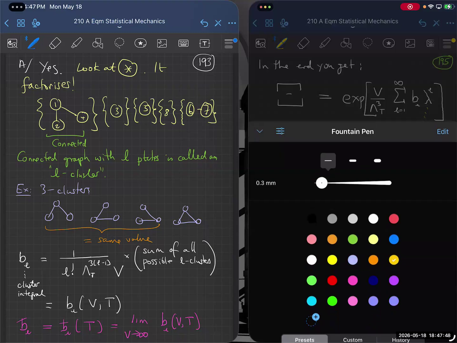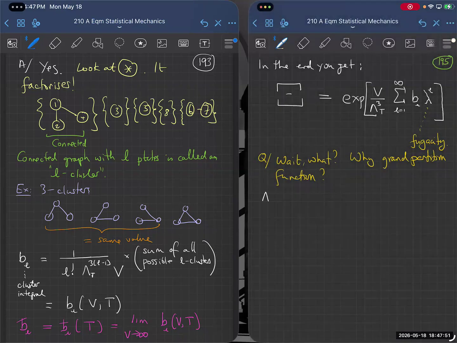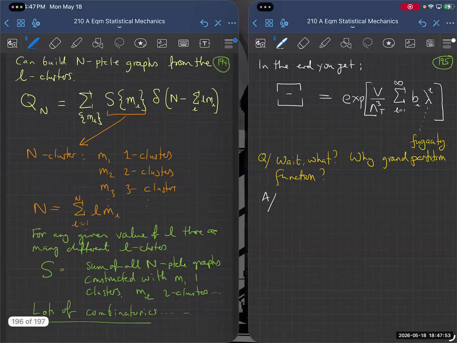Okay, so you guys could actually guess the answer. There's the previous page. Why did I introduce the grand partition function? Before, we were computing in the canonical distribution, and we were just computing the configurational sum, the configurational integral. How did we suddenly end up with a grand partition function?